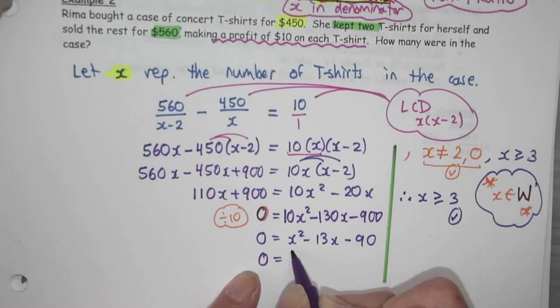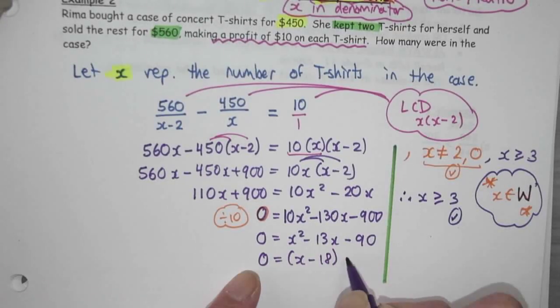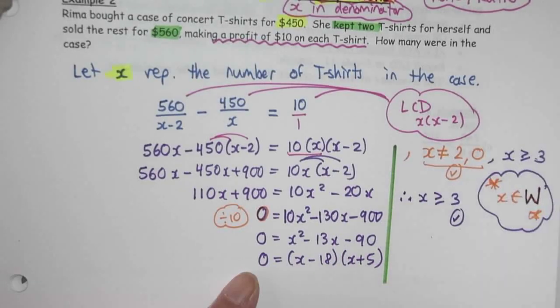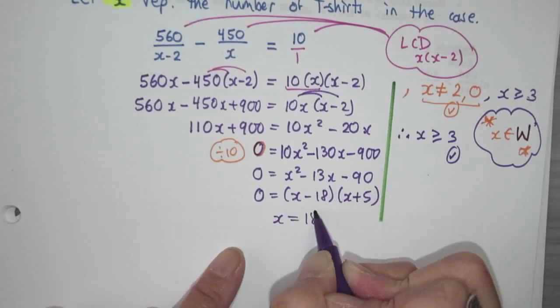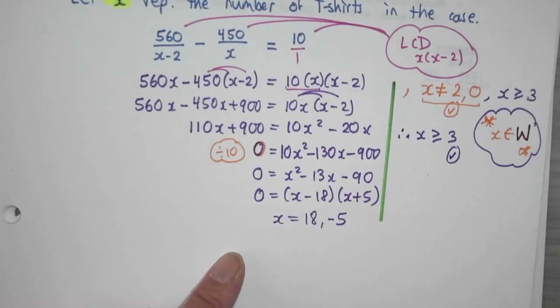It actually did factor. So this was 18 and 5. So maybe try factoring before you go to the quadratic formula, and then you get x equals 18 and negative 5. First of all, I want to point out 2 things.